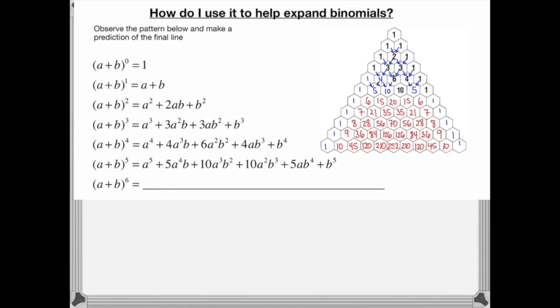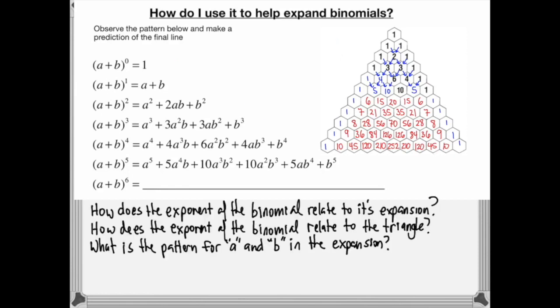I want to look at the patterns between this set of data as we go down and the actual triangle itself. Here are three things to keep in mind. First, how does the exponent of the binomial relate to its expansion? Let's take a look at that first.